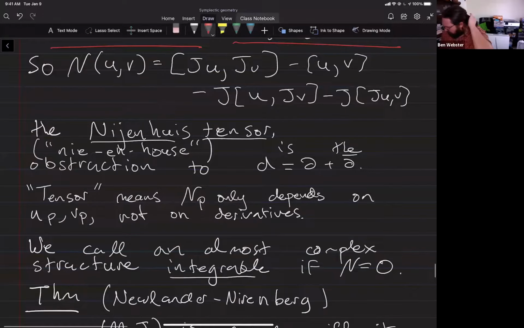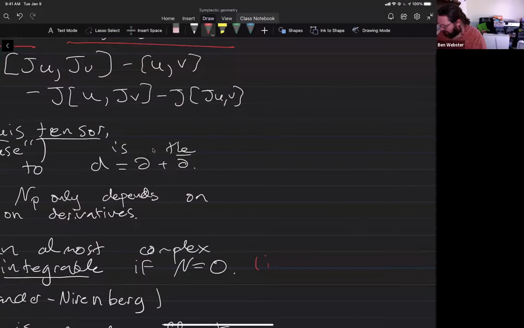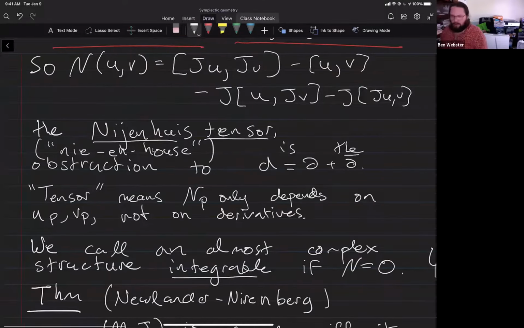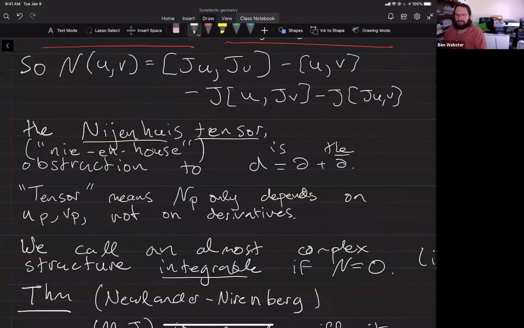And we call an almost complex structure integrable if this Nijenhuis tensor is 0, which is the same as saying the exterior derivative is partial plus del bar. Okay, any questions? So exactly what this Nijenhuis tensor is doing is it's picking up the failure of the Lie bracket of holomorphic vector fields to again be holomorphic.